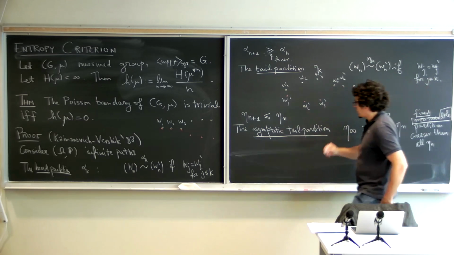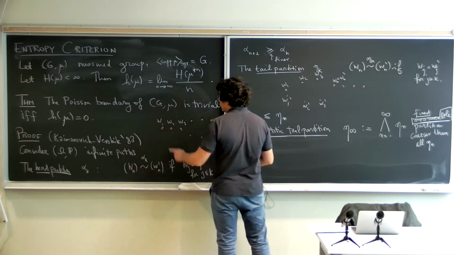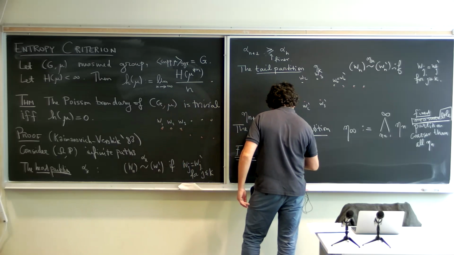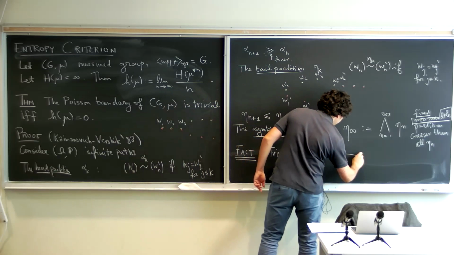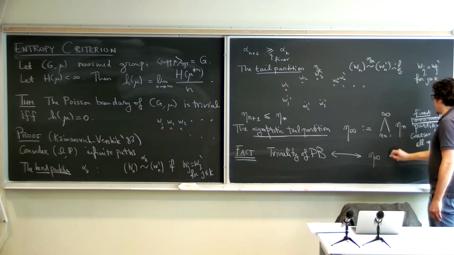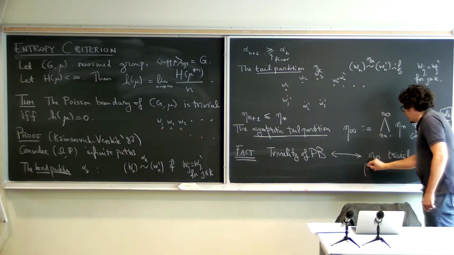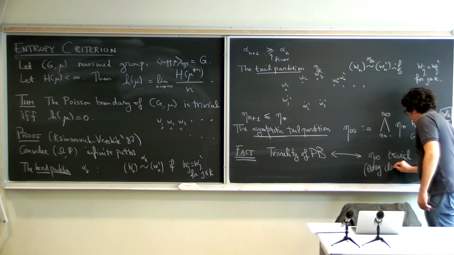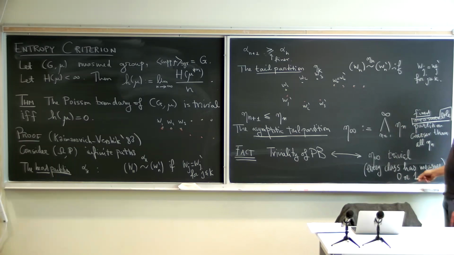And so now the triviality, the fact is the following, that the triviality of the Poisson boundary is equivalent to eta infinity being trivial, meaning that every class has measure 0 or 1. And again, there is a little bit of thing that I'm sweeping under the rug.